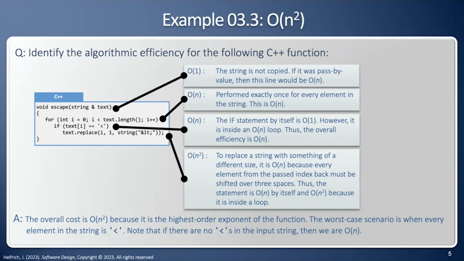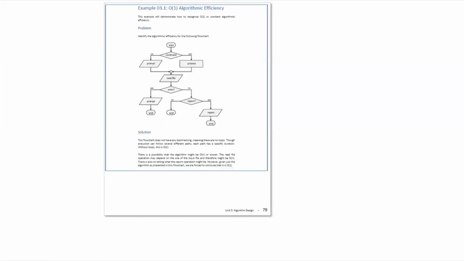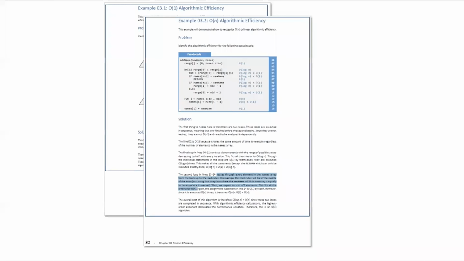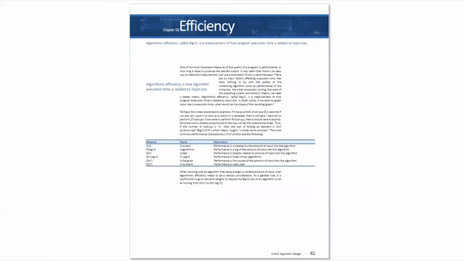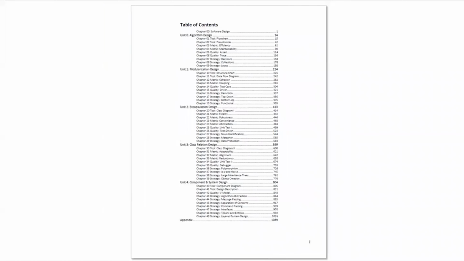Now, the worst case scenario happens when the whole string is filled with less than operators, and that's going to realize the n squared. But notice if there's a constant or zero number of less than operators, the algorithm is actually going to be O sub n. This is examples 3.1, 3.2, and 3.3 in the efficiency chapter of the software design textbook.